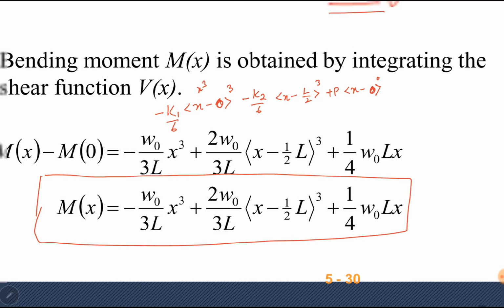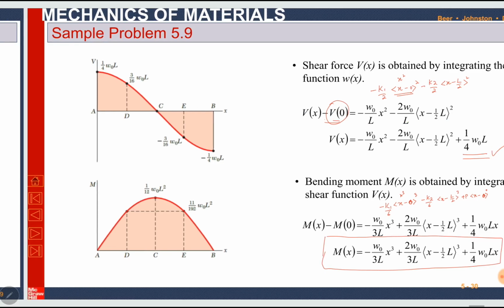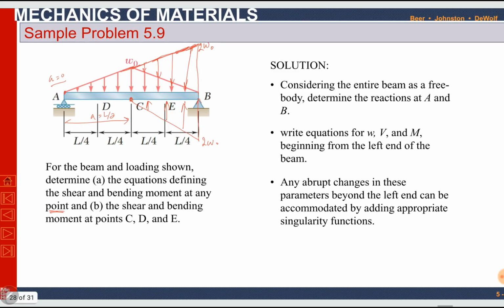Now we have general expressions for moment and shear force. This was the first part of the problem, to write equations for shear force and bending moment at any point. You can also draw their curves if you have graph paper. For the second part, we were asked to find bending moment and shear force at C, D and E. At C, x is equal to L by 2. At D, x is equal to L by 4, and at E, x is equal to L.